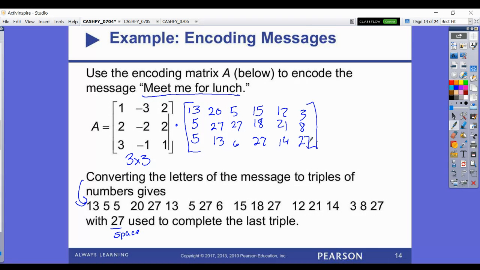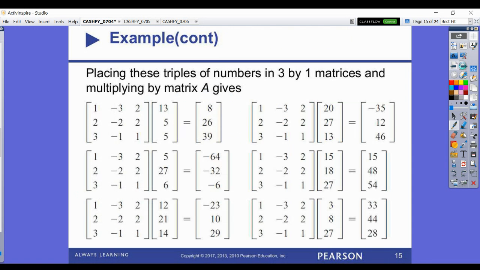Okay, so you could do it all at once like this because you're going to take row times column, add them up. Row times column, add them up. And it would all work out the same as doing them individually. So I could just do 3 numbers at a time, or letters, whatever you want to call them, and multiply that by my matrix, and this would be my resulting encoded matrix or encoded numbers.